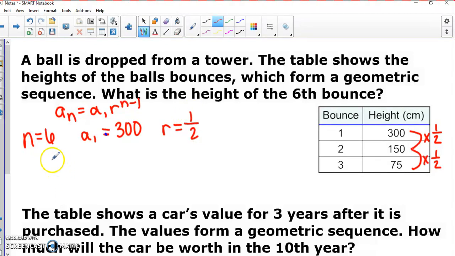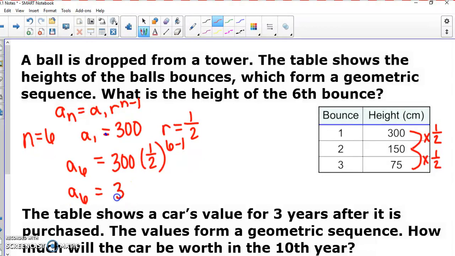So now I'm ready to plug all that in. I'm going to say a sub 6 equals my first value, which is 300, times my common ratio of 1/2. You could plug that in as 0.5 right away into your calculator, remember, to the power of 6 minus 1. My final thing I'm going to plug in then, I'm going to go ahead and write 1/2 as a decimal, so it's easier to just type into my calculator.